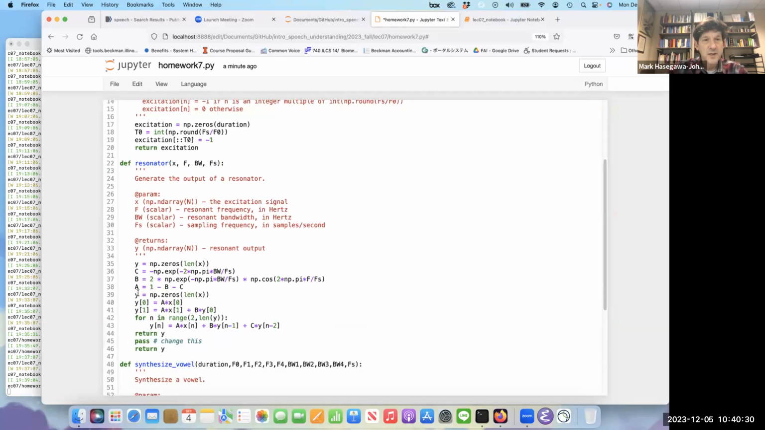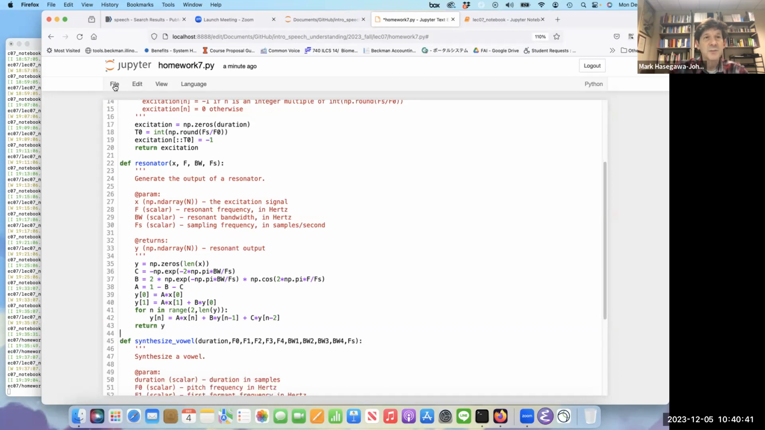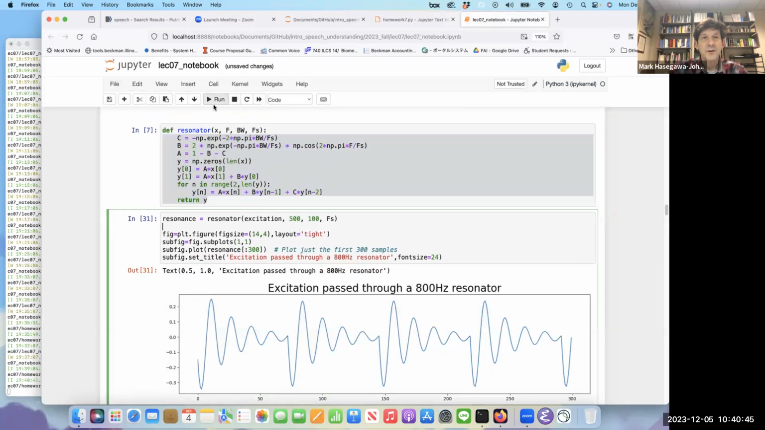So I have C, B, A, Y equals NP zeros. I don't need to copy that. And then here's sample Y0, Y1, and then all of the samples. So if I change it in this way, then I should be able to generate as output a resonator. For example, I pass it through a 500 hertz resonator. Oh, this is 500 hertz.